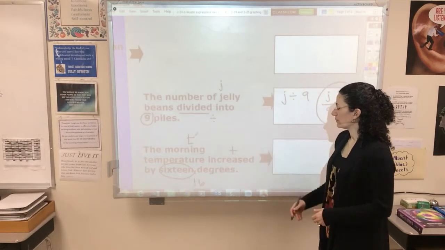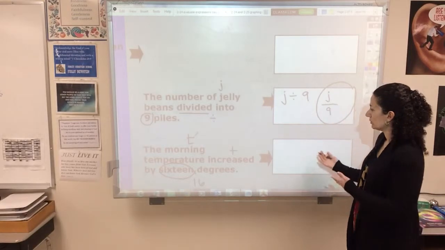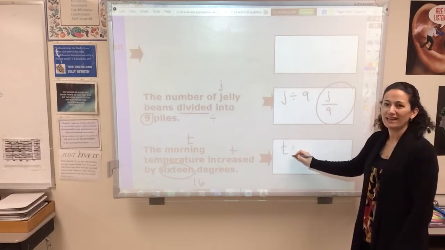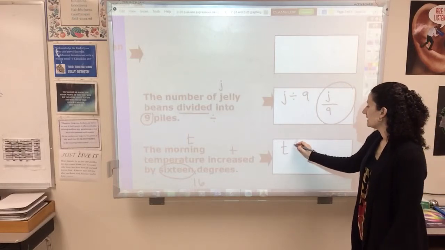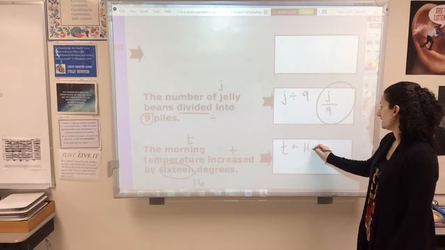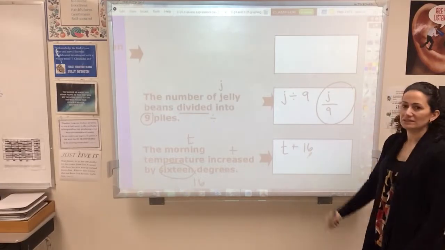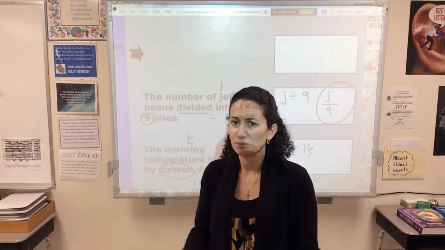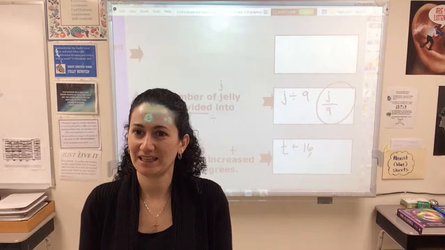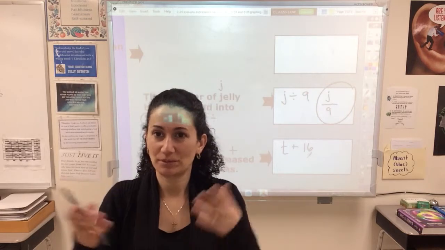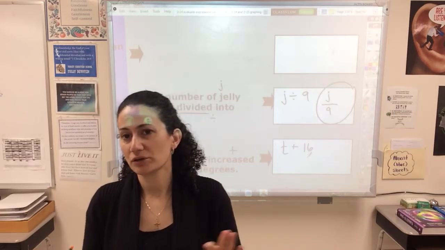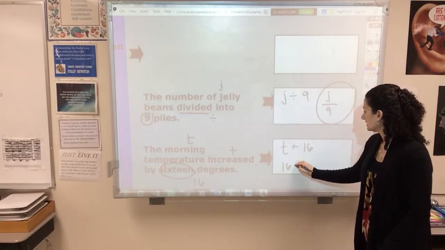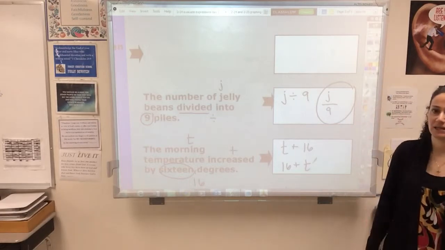Okay? So the morning temperature increased by 16 degrees would look like T plus 16. Notice I'm using kind of a T with a tail so I don't get it confused with a plus sign. Now with addition, order isn't important because T plus 16 is the same as 16 plus T. 2 plus 3 is the same as 3 plus 2, right? So with addition, order isn't important. I could have written this as 16 plus T, and that means the exact same thing.